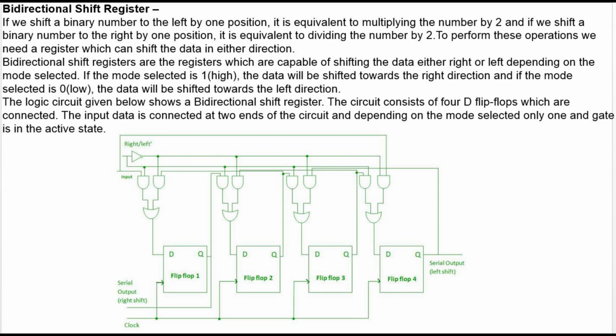The logic circuit given below is a bidirectional shift register. The circuit consists of 4 D flip-flops which are connected. The input data is connected at two ends of the circuit, and depending on the mode selected, only one gate is in the active state.